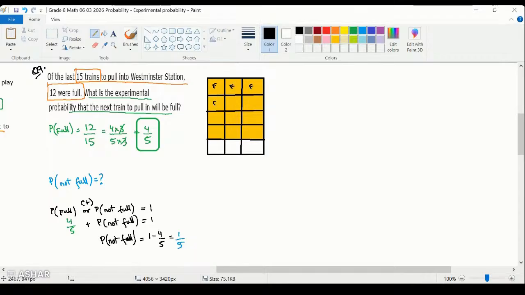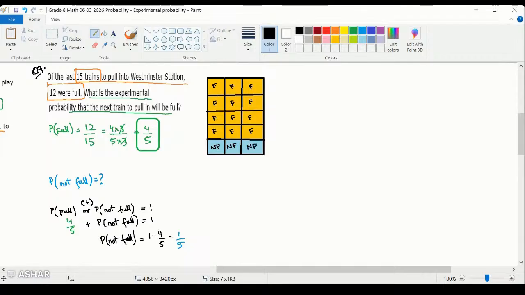Agreed? So if these trains were full, the total was 15. Agreed? There were 15 trains. So how many trains would be not full? 1, 2, and 3. Agreed? So these are not full, not full, and not full, right?